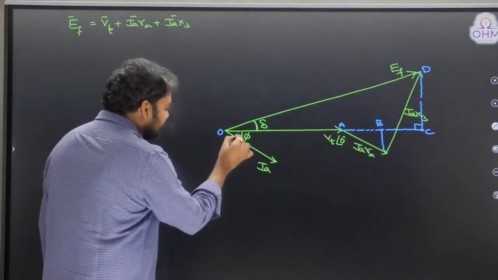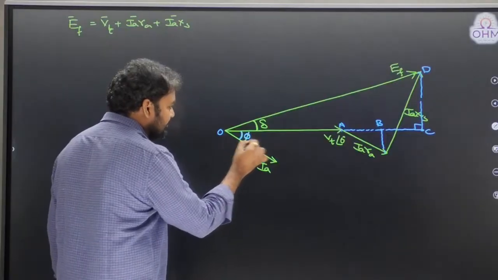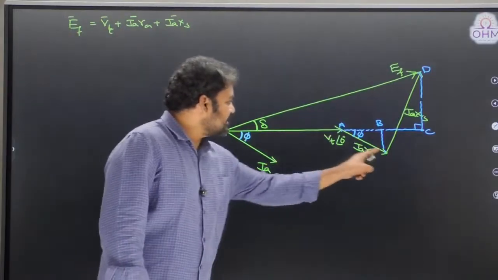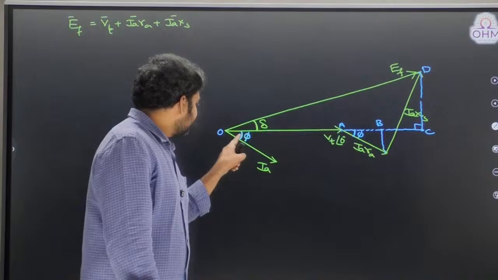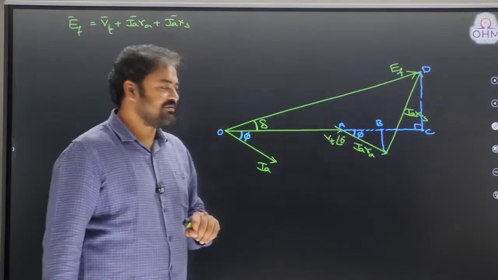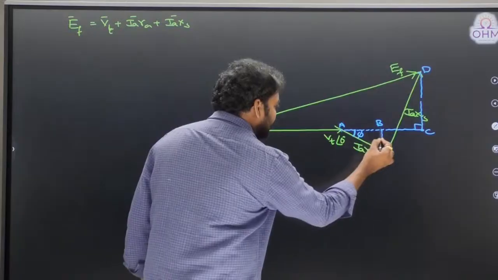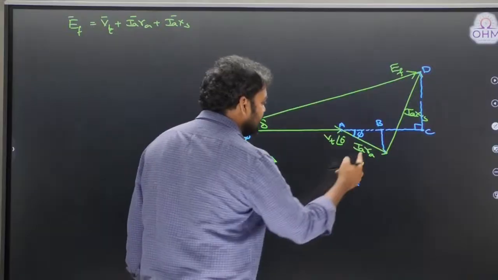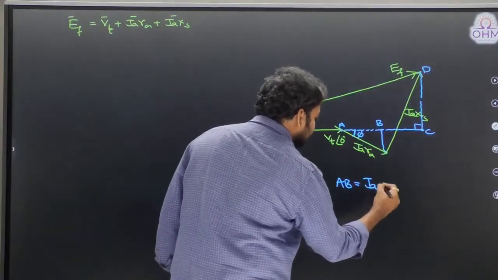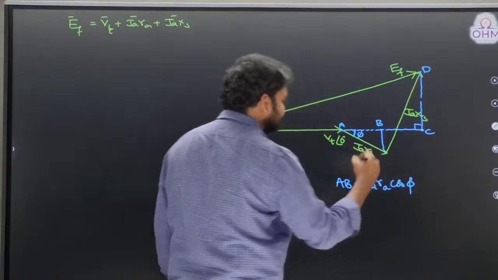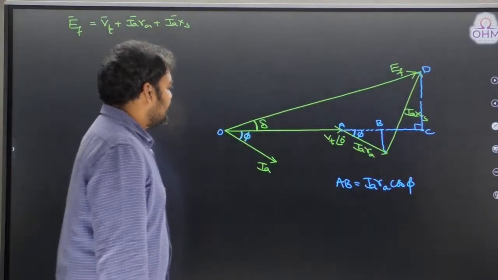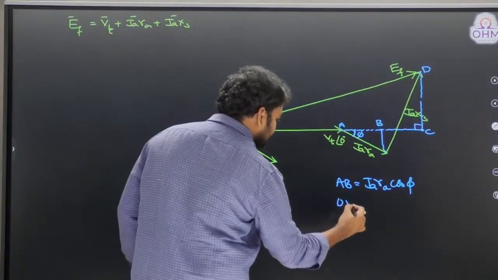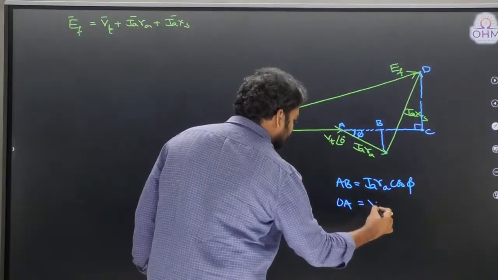Okay. Now tell me, this is phi, guys, the power factor angle phi. Then can I say this angle is also going to be phi only? Why? Because IA and IA RA are both in phase. So if this is phi, automatically this is also phi. If this is phi, could you tell me what is this length AB? Yes, that AB length is nothing but equal to IA RA cos phi. Got it? Next, what is this OA length? OA length is already VT.